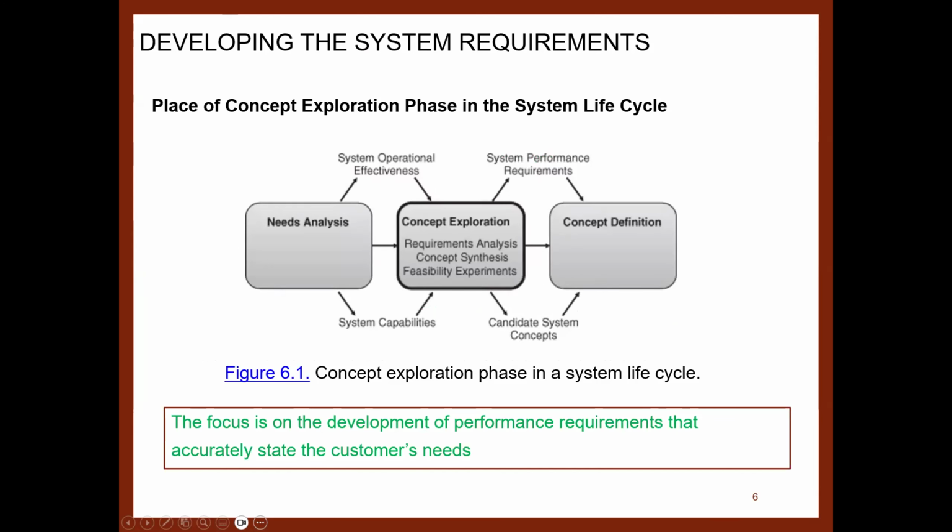So we are now moving from the needs analysis to the concept exploration. And as you can see for the output, we have the system performance requirements and also candidate system concepts, right? So from this process, we hope to have at least a group of concepts that we are going to evaluate so we can decide later which one is going to be more efficient for our goals. So the focus is on the development of performance requirements that accurately state the customer's needs.